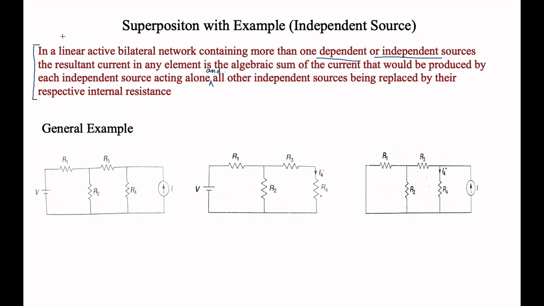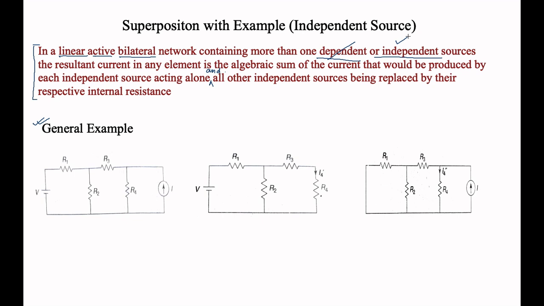In this video we are applying this theorem to a linear active bilateral network, that is, a resistive circuit. That means there are some resistances and some voltage and current sources. Here we are not going to discuss dependent sources, we are discussing independent sources only.